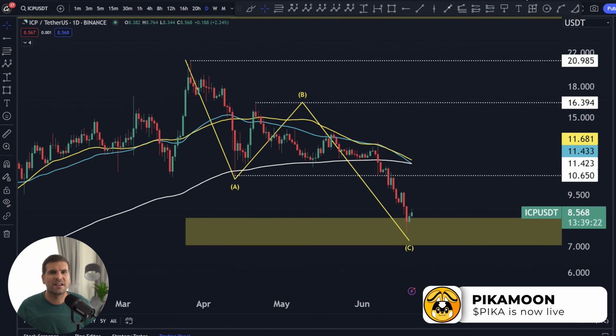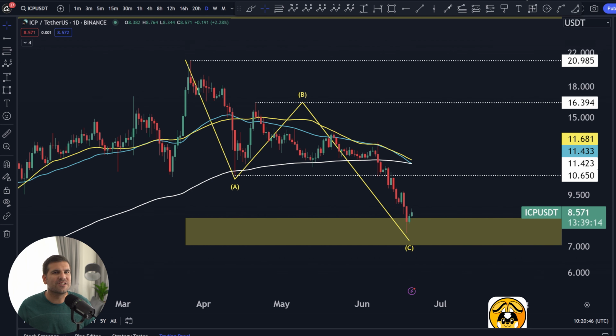We're closely watching this zone because it's likely where the bearish momentum could start to fade and where we might see some buying interest. So with all of that in mind, let's analyze the potential support and resistance levels. The key support zone to watch is between $8.23 and $6.25. It's crucial for ICP to hold this level to avoid further declines.